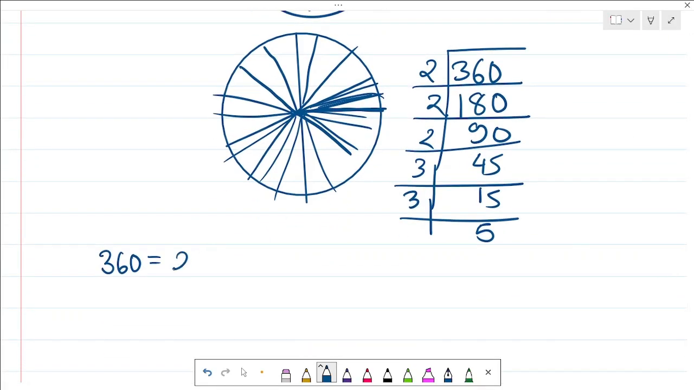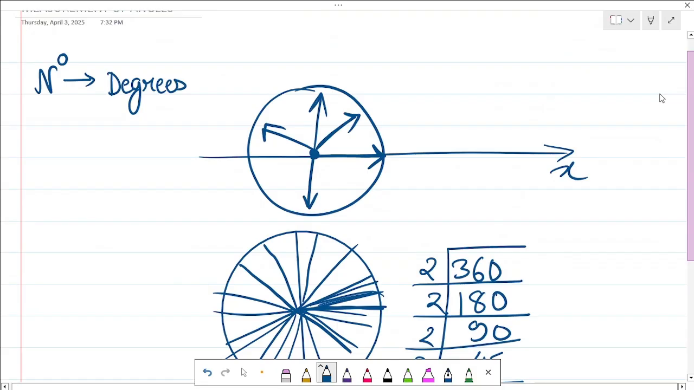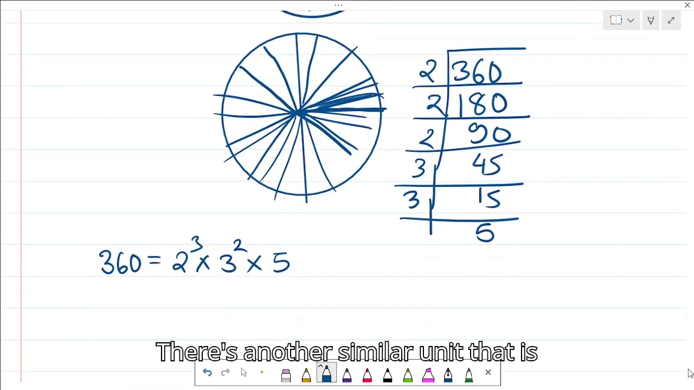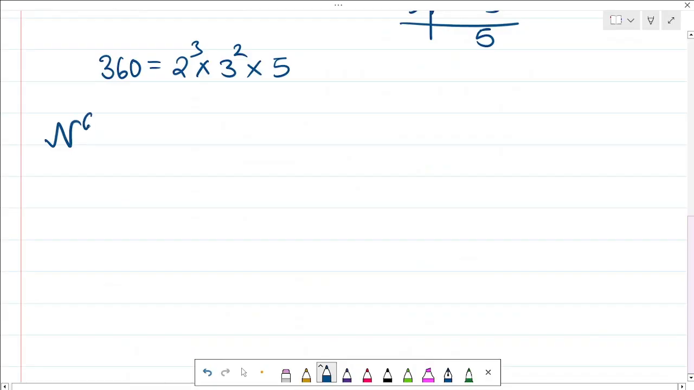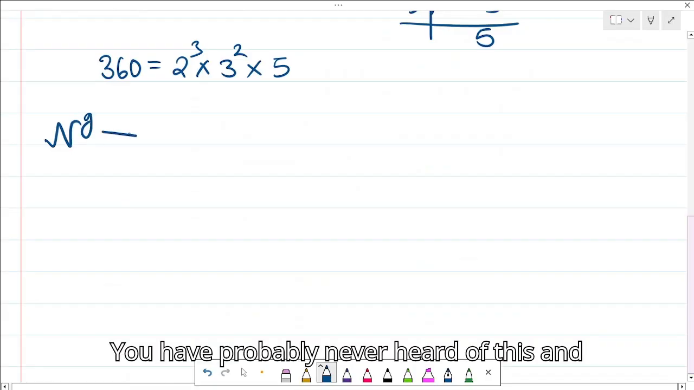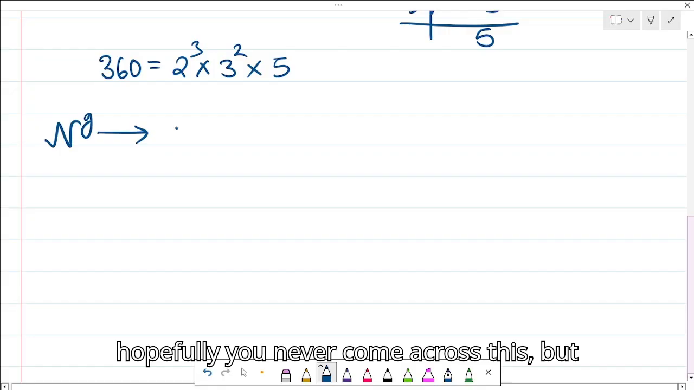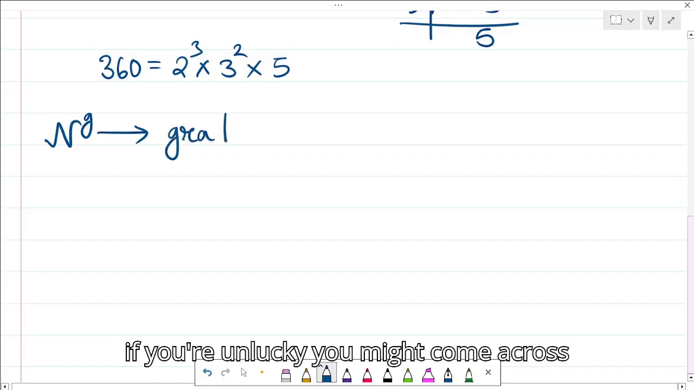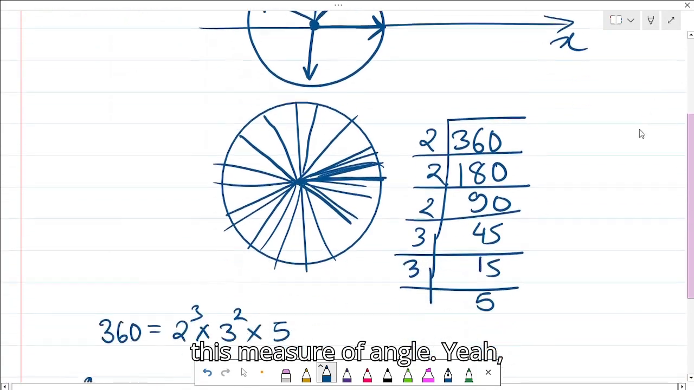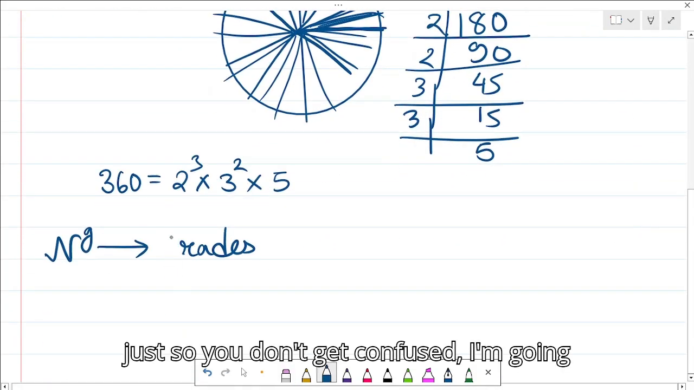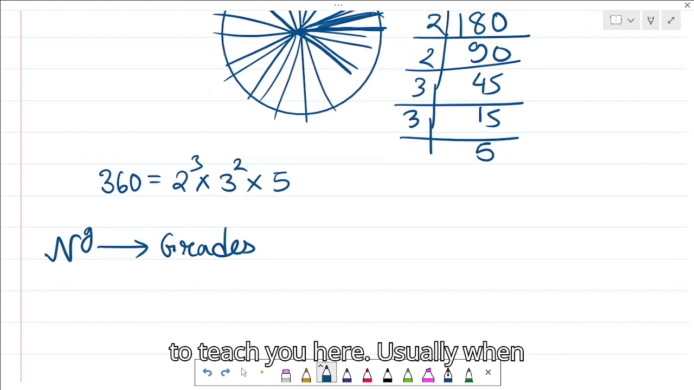So that's it, our degrees. There's another similar unit that is called grades. You have probably never heard of this, and hopefully you never come across this. But if you're unlucky, you might come across this measure of angle. So just so you don't get confused, I'm going to teach you here.